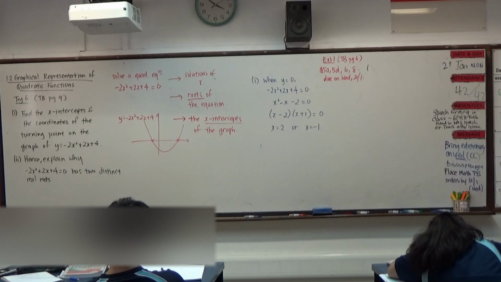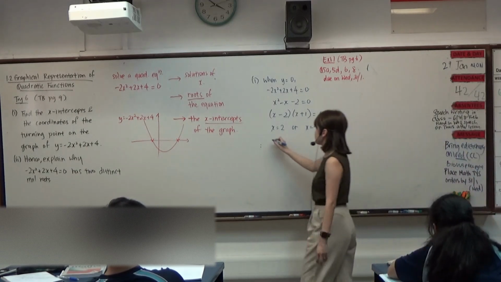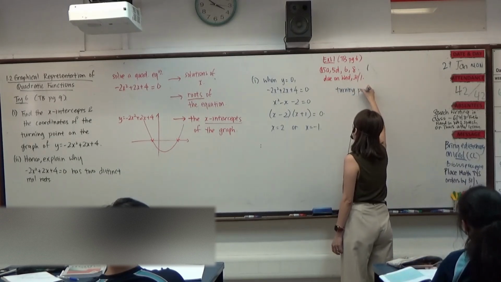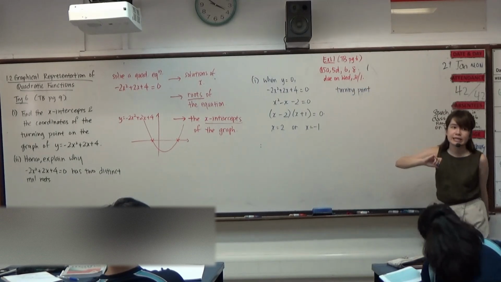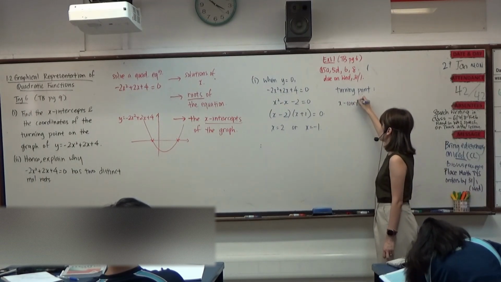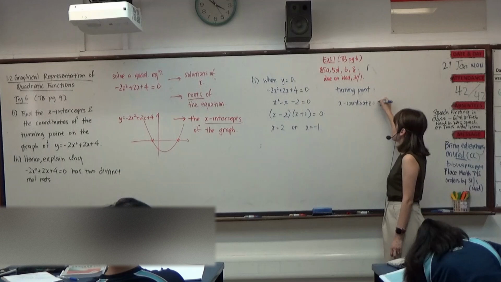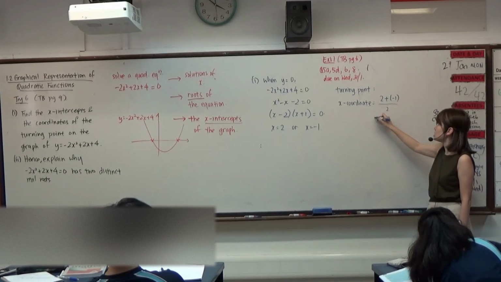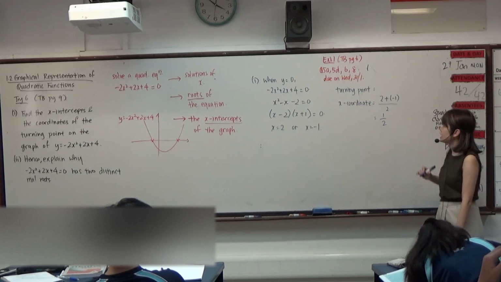Then for the turning point, what we already learned in E maths is that the x coordinate can be computed by taking the average of the two x-intercept values, and that gives us half.